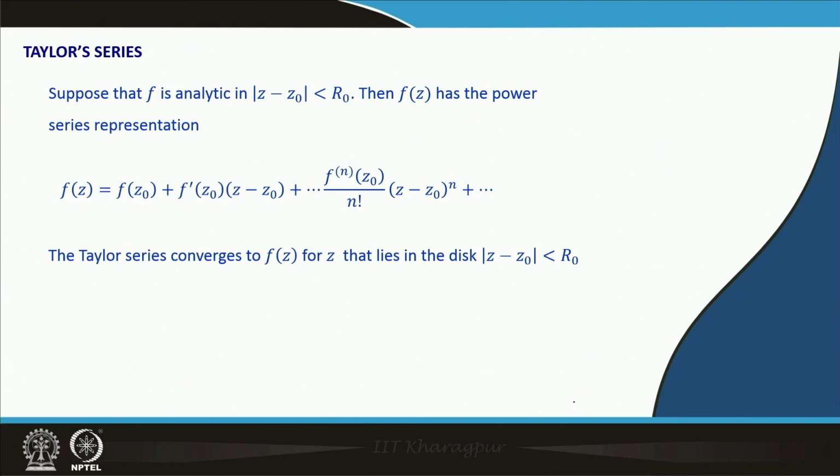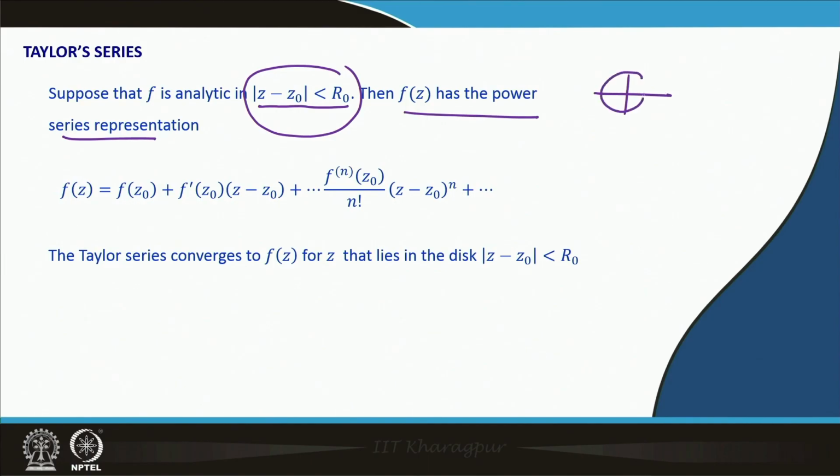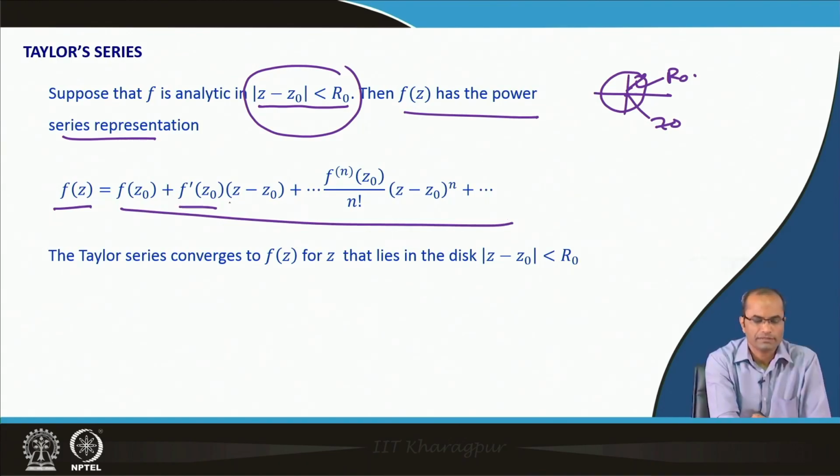So, the Taylor series, just to recall: suppose that f is analytic in the region |z minus z 0| less than r naught. So, in this disk with radius r naught and center z naught, f(z) has the power series representation. If f is analytic in this disk with center z 0 and radius r naught, then f(z) can be represented by such a series expansion: f(z naught), the first derivative times (z minus z naught), and the nth derivative, and so on.